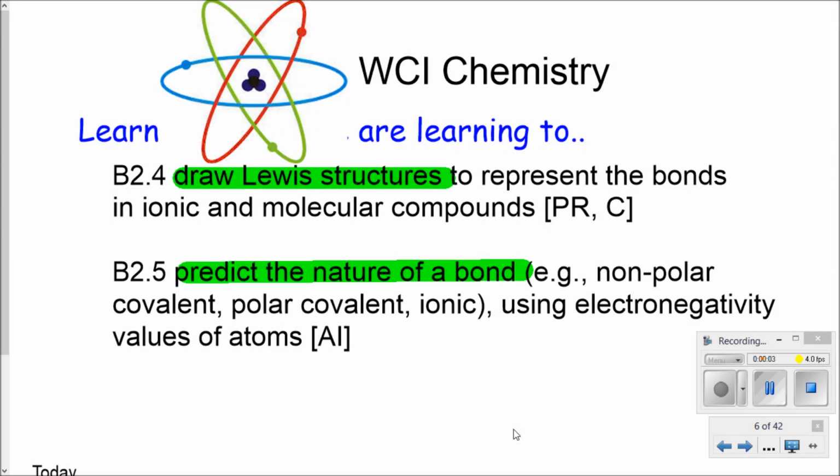Welcome, chemistry students. Today our learning goal is to learn about the nature of bonds. We know how to draw Lewis structures already. We've practiced that. We are going to discover the difference between something called polar bonds, nonpolar bonds, and ionic bonds. So let's get to it.